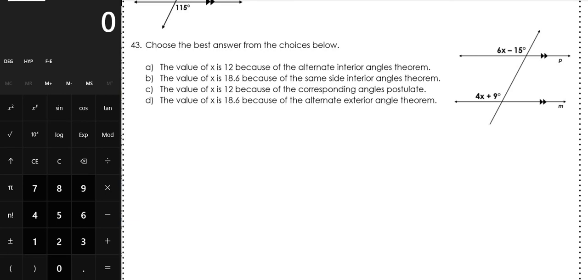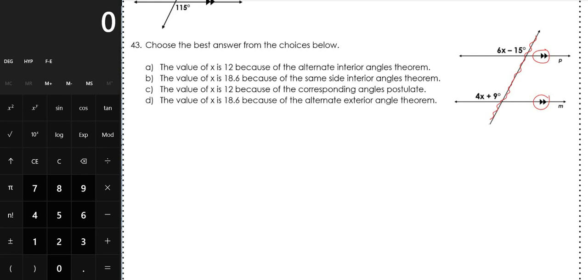Number 43. Choose the best answer from the choices below. Okay, the value of x is 12 because yada, yada, yada. So it seems like we need to figure out what x is. Now, take a look at your diagram. Again, you have parallel lines cut by this transversal.